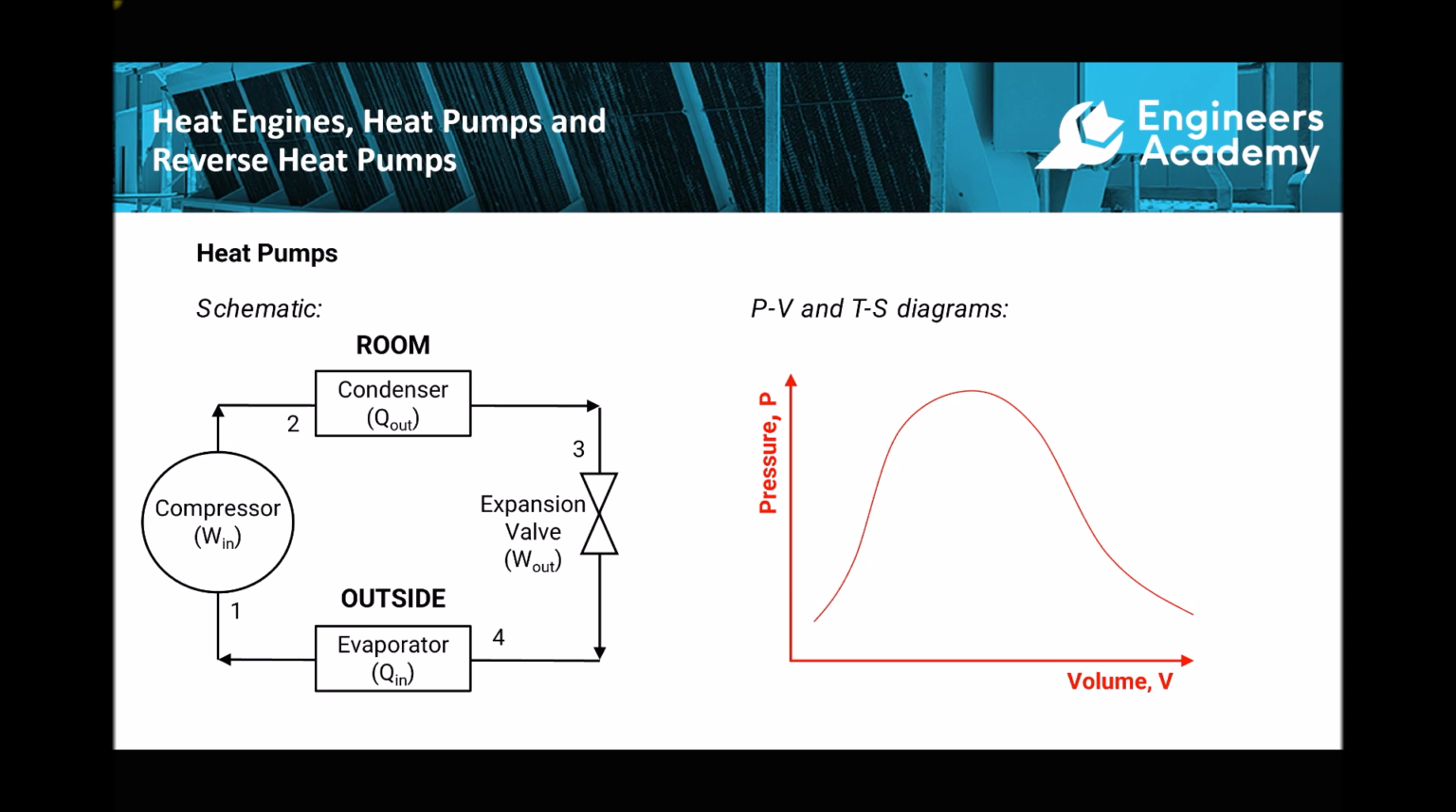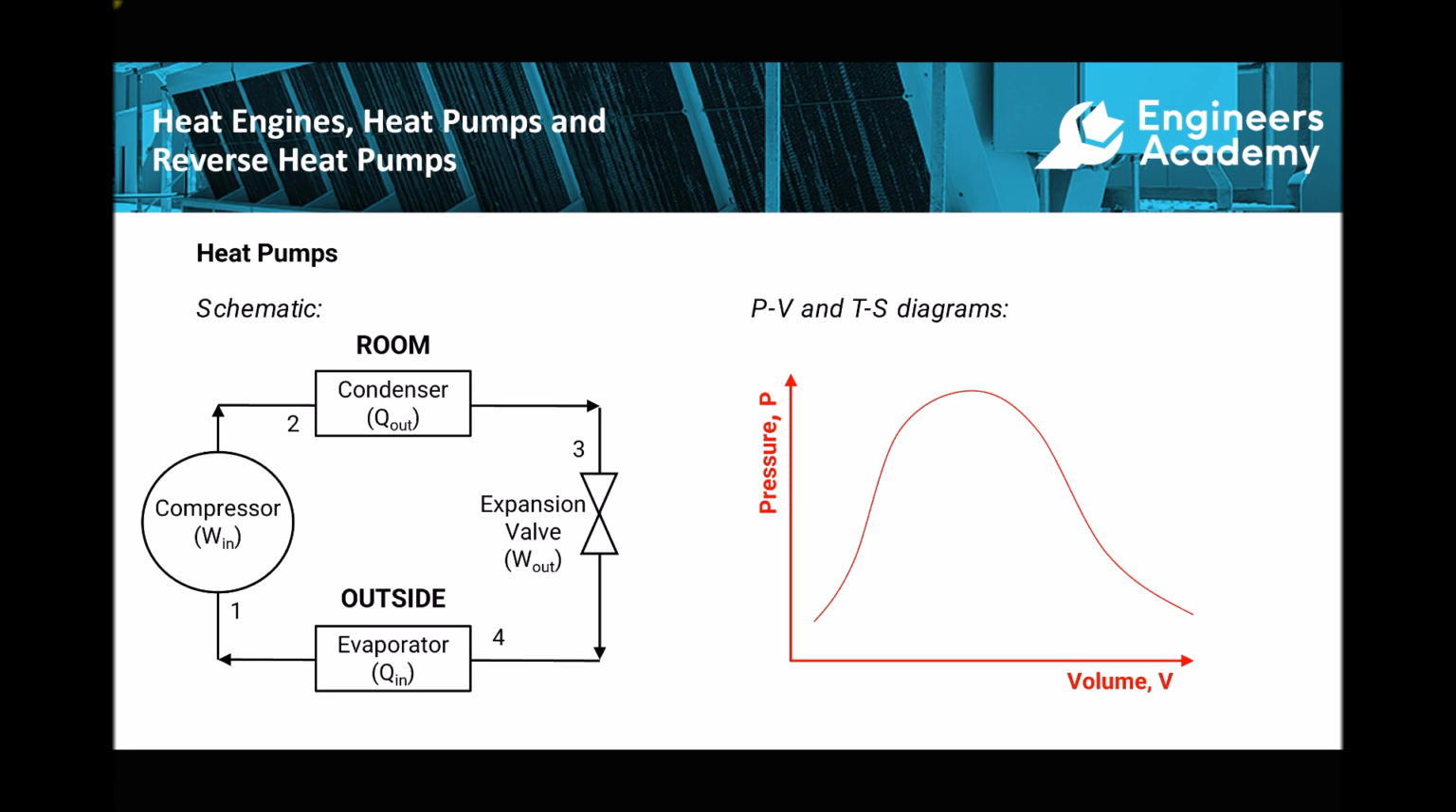So I've made some annotations on this schematic. I've indicated that the condenser is located in a room and the evaporator is located outside. With this being a heat pump, or an air source heat pump in this case, what we're basically doing is we're using hot refrigerant to heat the air in the room.